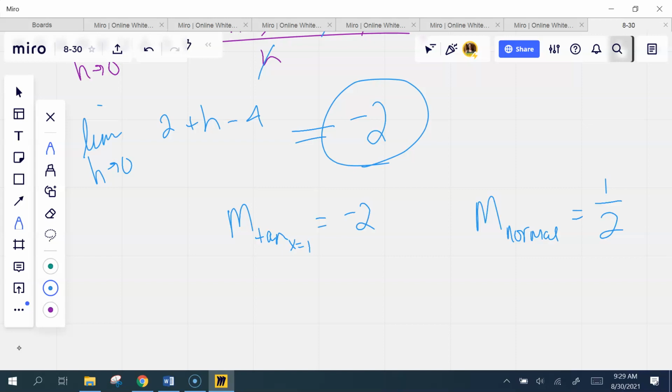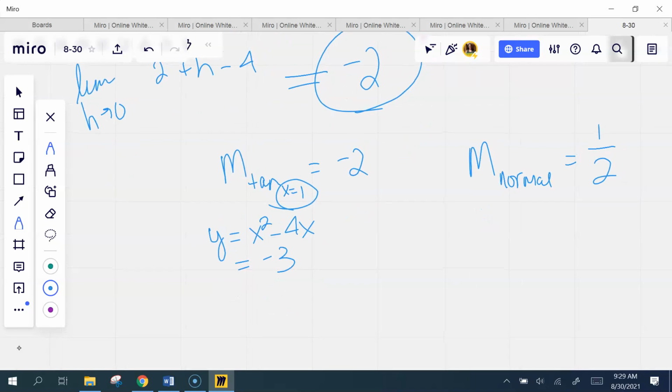You need a point and a slope, yes? You've got a slope, you need a point. I need the point to be x equals 1, so I need the y that goes with that. Do you agree? y equals, what is it? x squared minus 4x. So you've got the point 1, negative 3, and you've got a slope, and you write the equation.